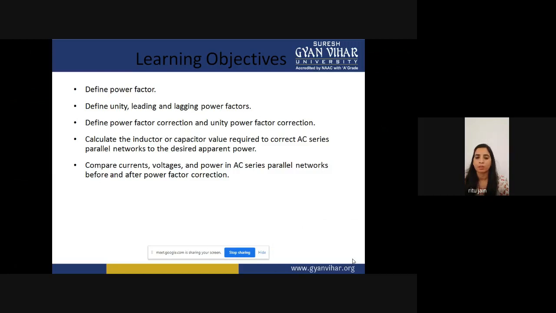Define power factor, define unity, leading and lagging power factors, define power factor correction and unity power factor correction, calculate the inductor or capacitor value required to correct AC series parallel networks to the desired apparent power, compare currents, voltages and power in AC series parallel networks before and after power factor correction.